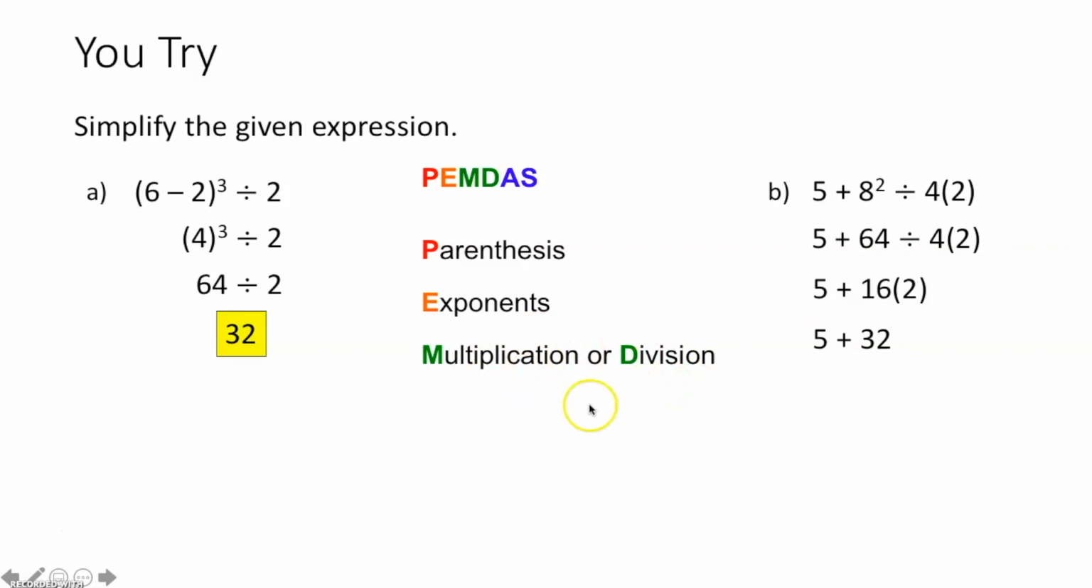After we've completed all multiplication or division, we move to the next step, which is addition or subtraction. Here we have 5 plus 32, and we finish by getting 37.